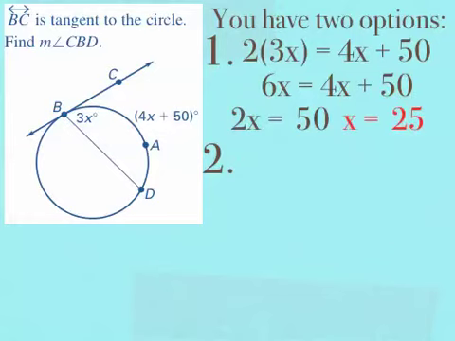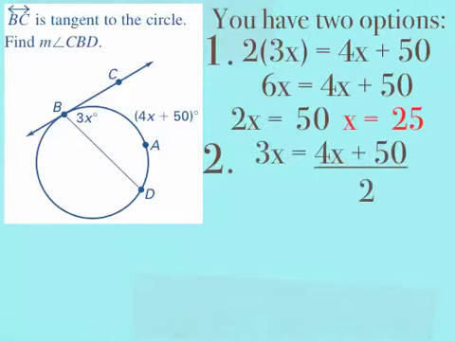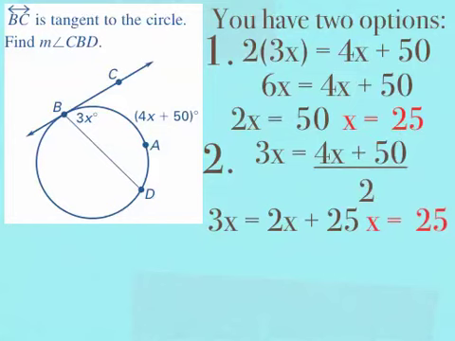The second option is I could leave my angle measure 3x alone, and I could take half of the intercepted arc, which is 4x plus 50. Half of 4x plus 50, I'm going to divide 4x and 50 both by 2, and I get 3x equals 2x plus 25. When I subtract 2x from both sides, 3x minus 2x is just x equals 25. So notice it didn't matter which option I chose, either doubling the angle measure and setting it equal to the arc measure, or leaving the angle measure alone and setting it equal to 1/2 the measure of the arc. Either way, I got 25, but then we need to go back and answer the question.